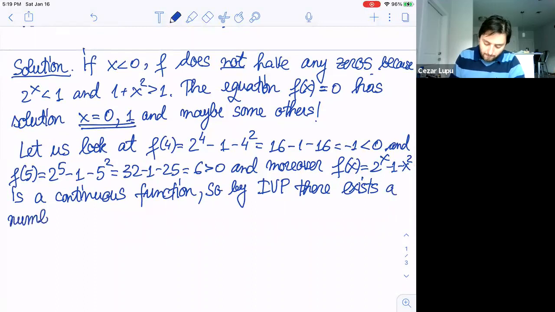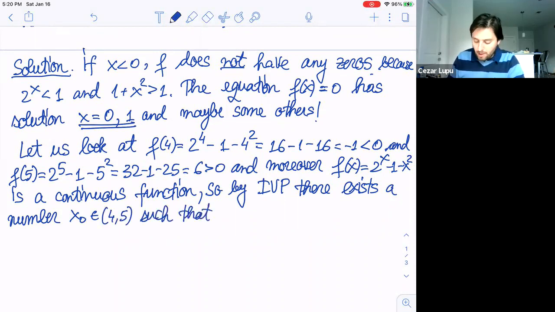So by the intermediate value property, there exists a number, let's say x naught, between 4 and 5, such that f of x naught is 0. So at this point, we have 3 solutions.